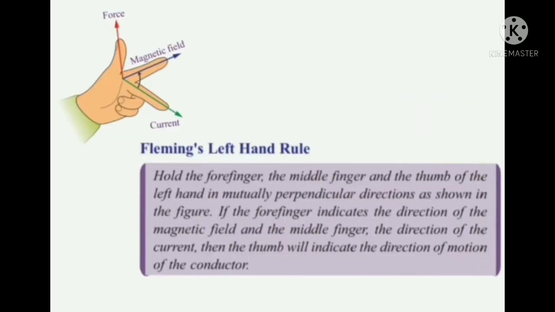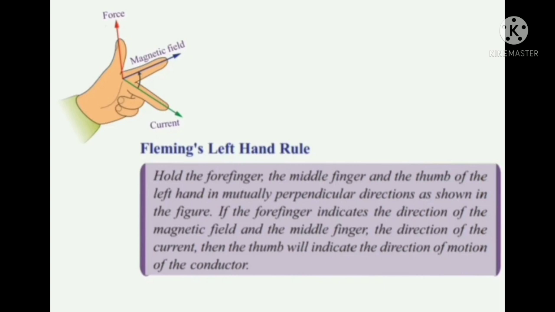Let us see. Hold the forefinger, the middle finger and the thumb of the left hand in mutually perpendicular directions as shown in the figure. If the forefinger indicates the direction of the magnetic field and the middle finger the direction of current, then the thumb will indicate the direction of motion of the conductor. That means thumb represents force, that is direction of motion of the conductor. Forefinger represents magnetic field and middle finger represents current.